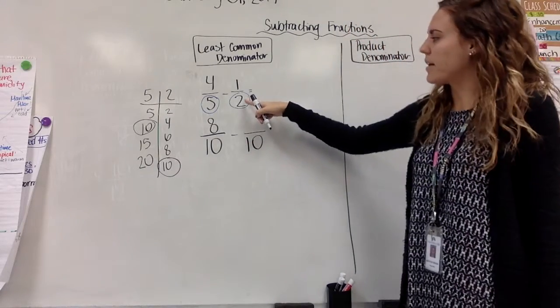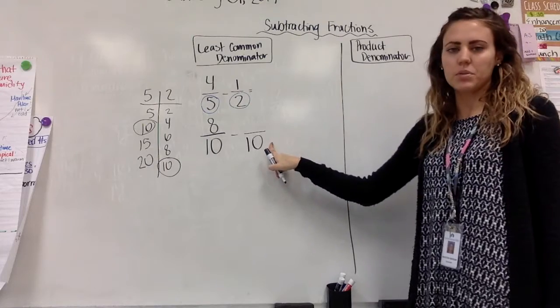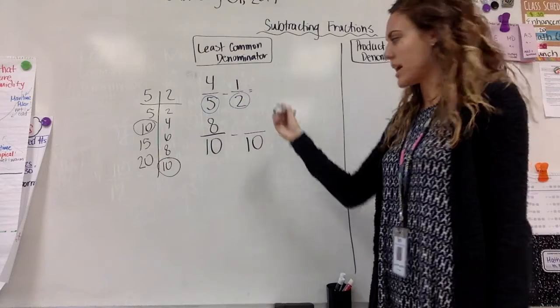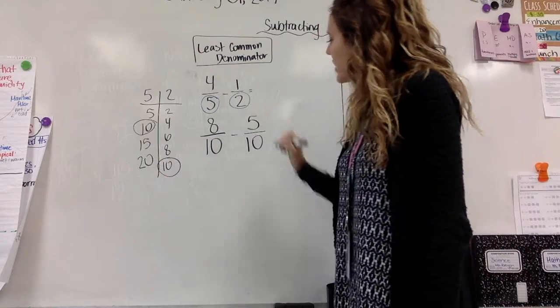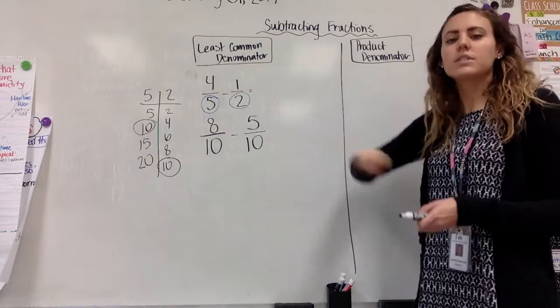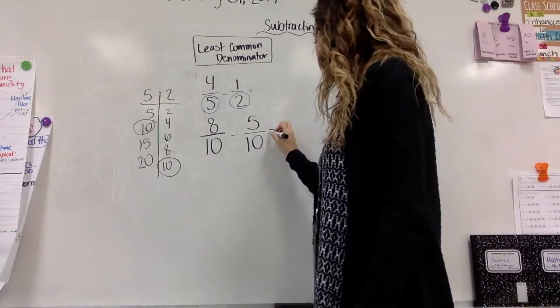Now I have 1/2. To get from 2 to 10, I multiply times 5. So I need to multiply my numerator times 5, and 5 times 1 is 5. And I gotta check 1/2, is that equivalent to 5/10? It is, so I can keep going.